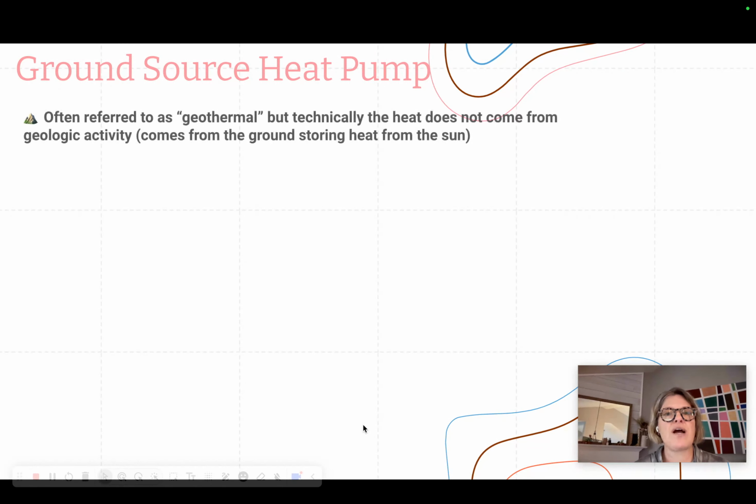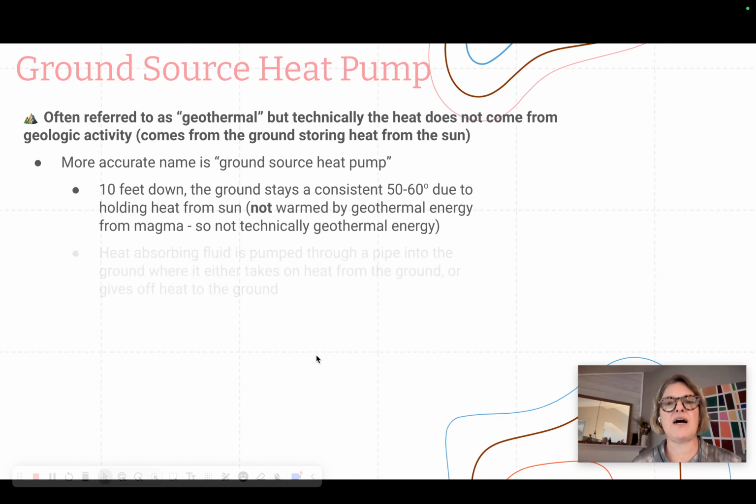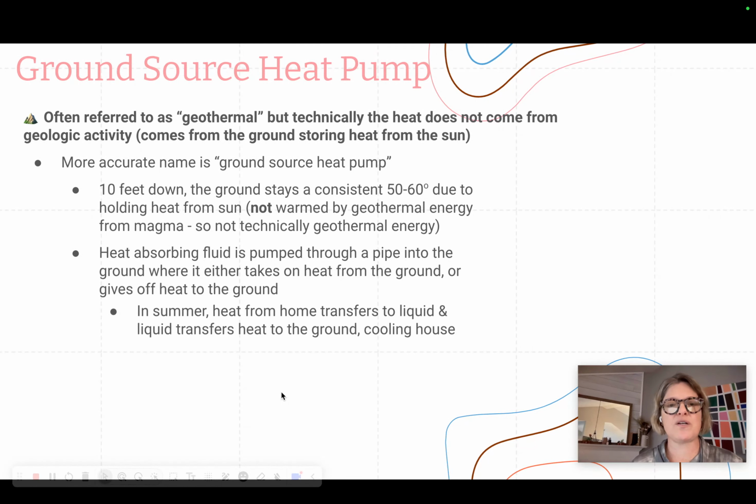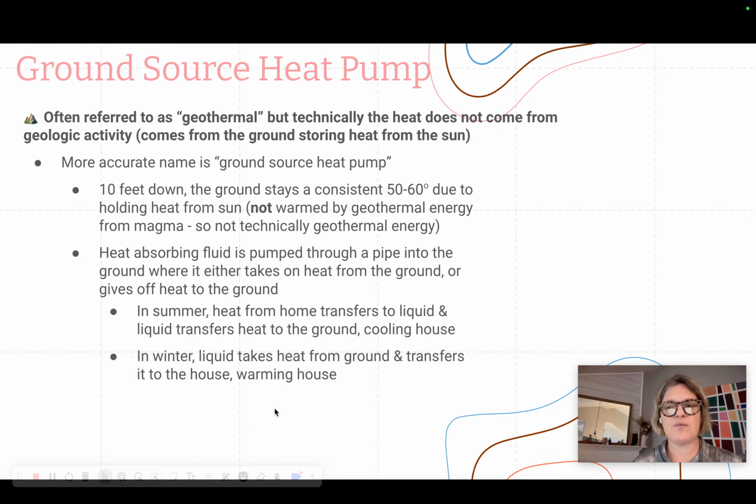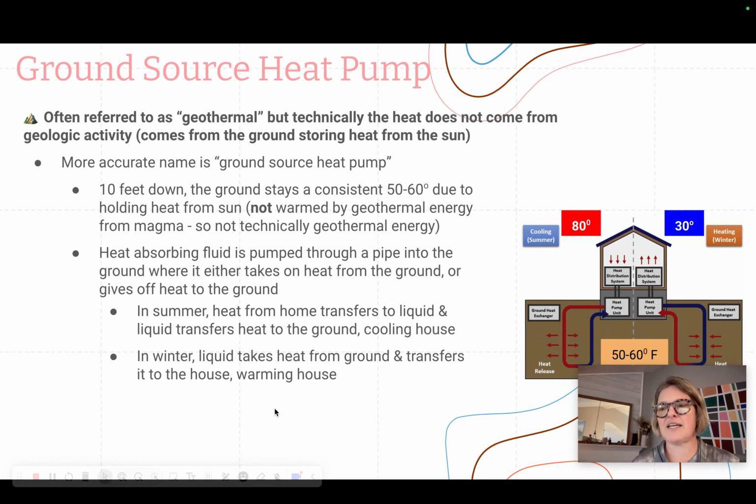Okay. So ground source heat pump, when I was talking about that earlier, that's just a ground source heat pump. Usually the water only goes down about 10 feet, so that's not actually reaching the heat from the mantle. The ground stays a consistent 50 to 60 degrees just from holding the light energy from the sun. That's not actually warmed by geothermal energy from magma. So technically it's not that geothermal energy.